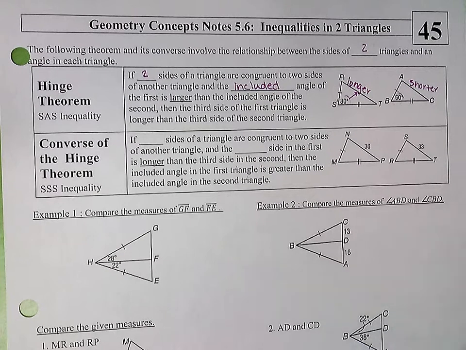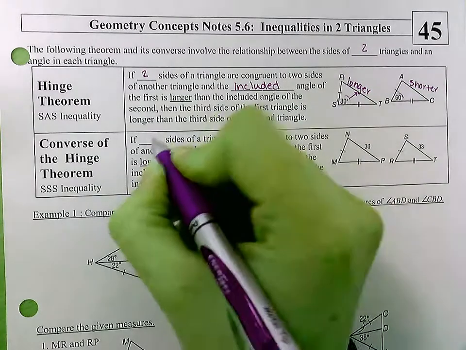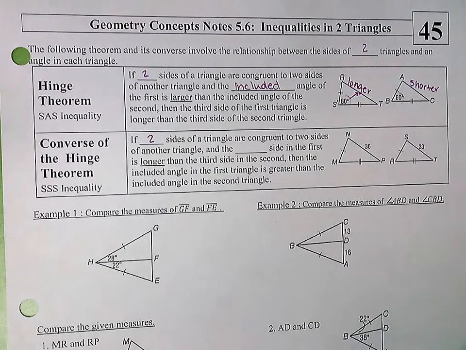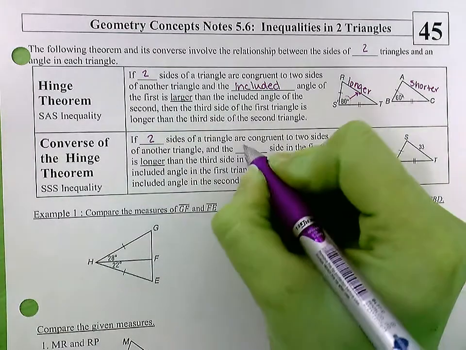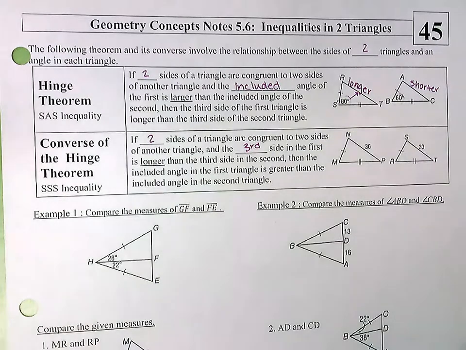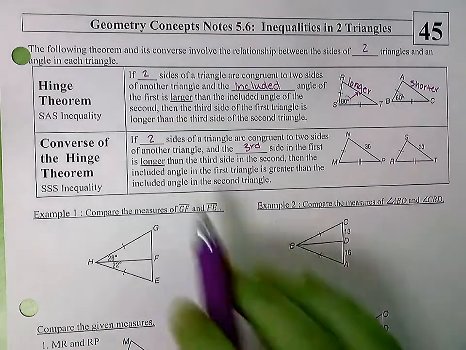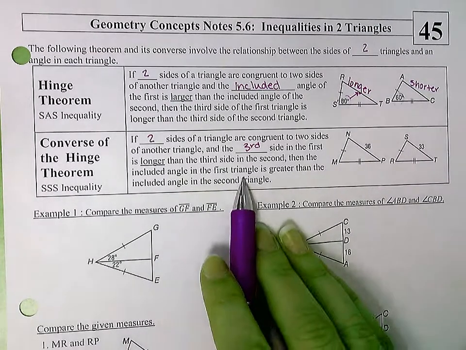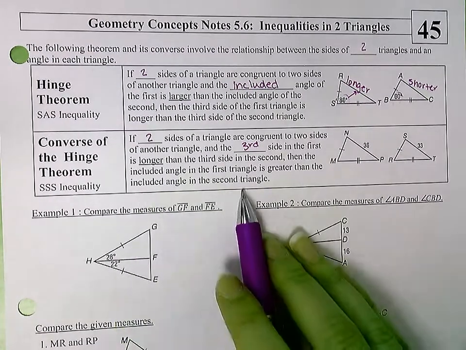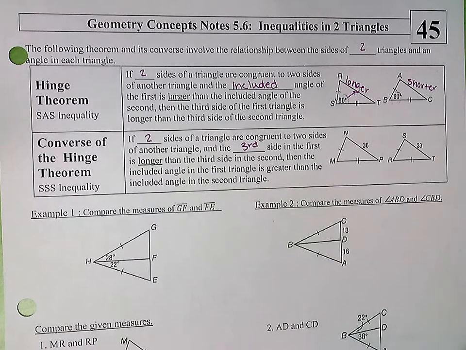Okay, the converse of the hinge theorem has to do with side, side, side. So if you have two sides of a triangle that are congruent to two sides of another triangle, and the third side in the first is longer than the third side in the second, then the included angle in the first is greater than the included angle in the second. So now we're going from a side to the opposite angle.